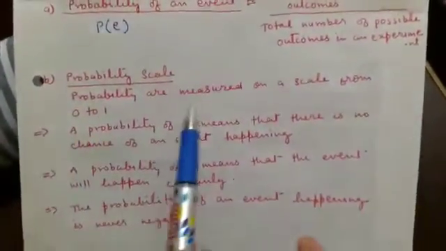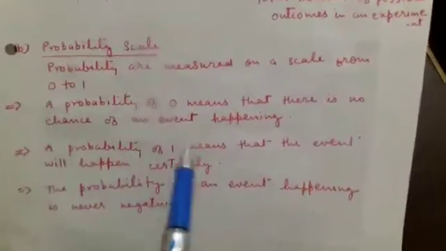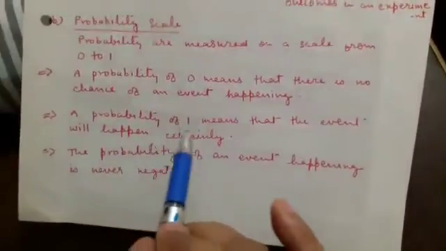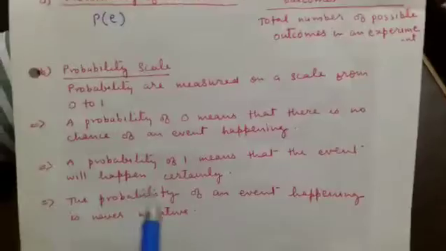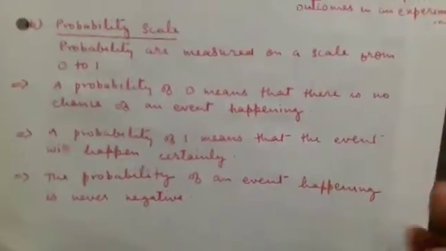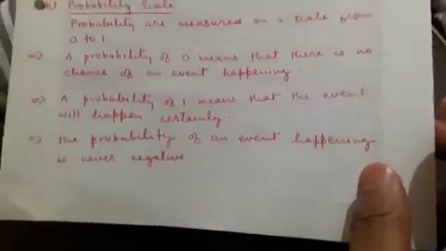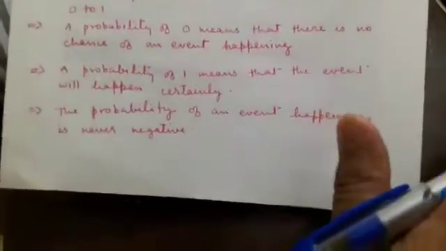Now we will see probability scale. Probability is measured on a scale from 0 to 1. A probability of 0 means that there is no chance of an event happening. A probability of 1 means that the event will happen certainly. The probability of an event happening is never negative. We never express negative numbers for the probability. Now we will start the exercise.